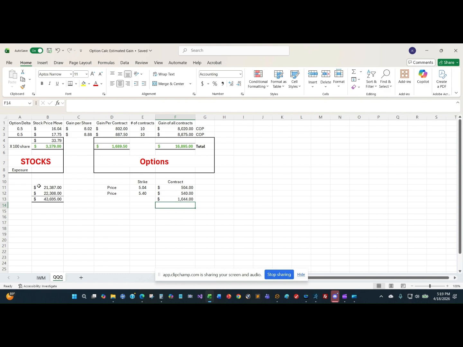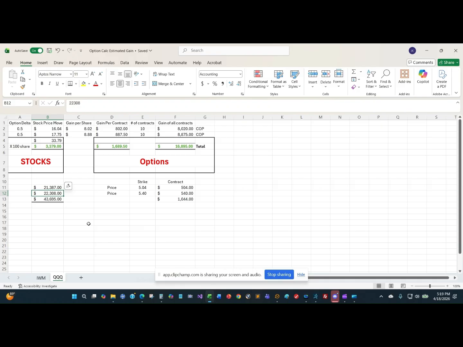But the thing you have to keep in mind is the exposure. To make that $3,379, the first stock would have had $21,387 in the market to buy those 100 shares, and the second one would have had $22,308 exposure in the market for those shares. So altogether you would have had an exposure of $43,695 to make $33.79, or $3,379.